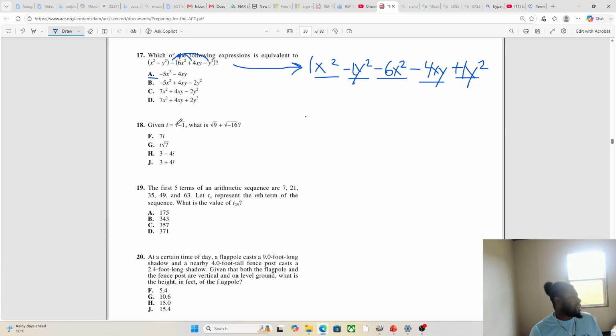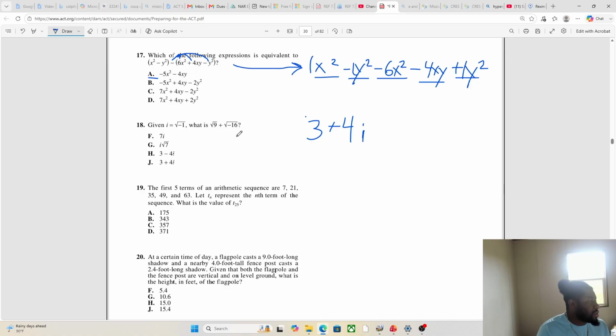So we got imaginary numbers. Given that i equals square root of negative 1, what is square root of 9 plus the square root of negative 16? I'm not trying to go into a whole lesson on imaginary numbers in this video, but the only time you'll have i is when you're square rooting a negative number. Square root of 9, we know that's 3. If the square root of 16 is 4, the square root of negative 16 is 4i. So that's going to be plus 4i.